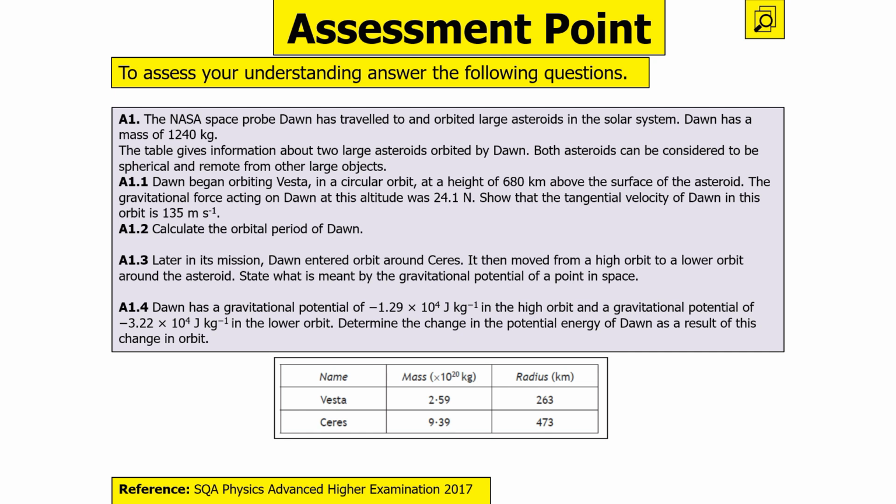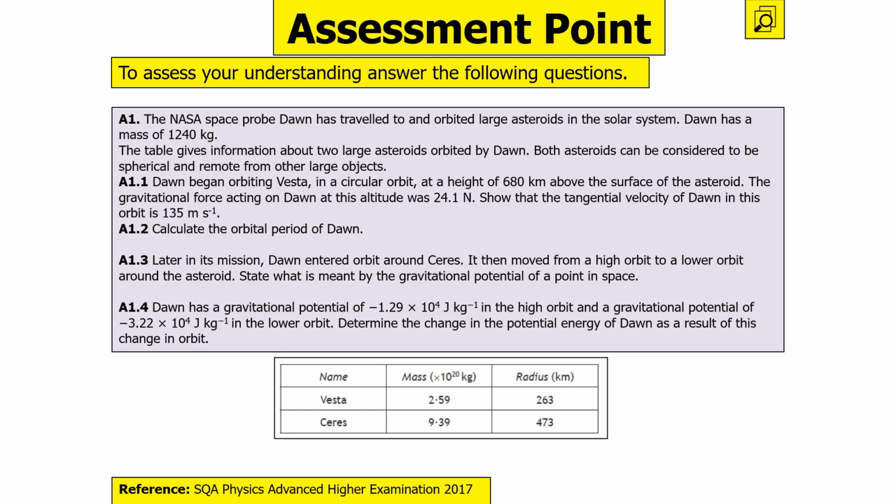The gravitational force acting on Dawn at this altitude was 24.1 newtons, so that the tangential velocity of Dawn in this orbit is 135 meters per second. Calculate the orbital period of Dawn. Then later in its mission, Dawn entered the orbit around Ceres. It then moved from a high orbit to a lower orbit around the asteroid.